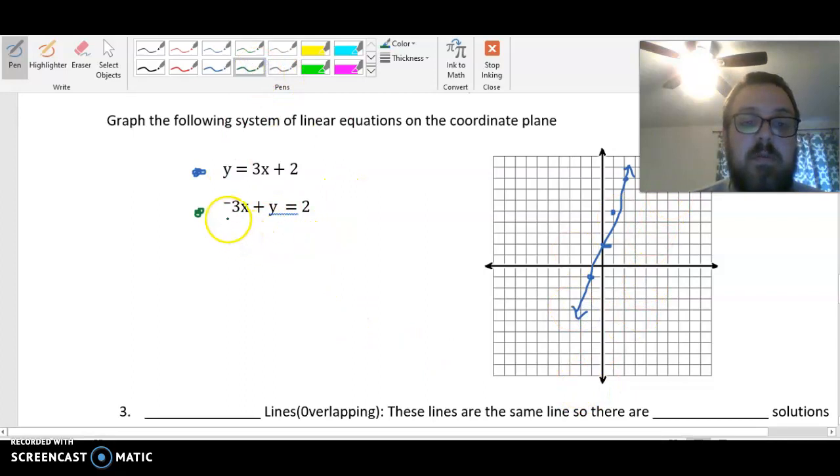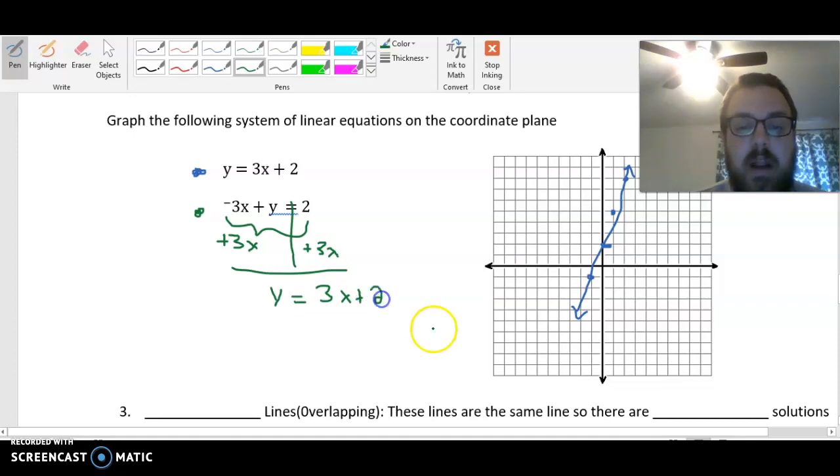Now, if you notice by the green one, this one is not in y equals mx plus b. In order for me to graph it, I want it to be in y equals mx plus b. That's going to make it a lot easier for me. So I need to get the y by itself. So to do that, I'm going to add 3x to both sides. Okay? So adding 3x to both sides, what that's going to do is move this over to the right and get it out of here and make the y be by itself. So I'm in y equals mx plus b. So I'm going to have y equals 3x plus 2. And then we'll go ahead and we'll graph.